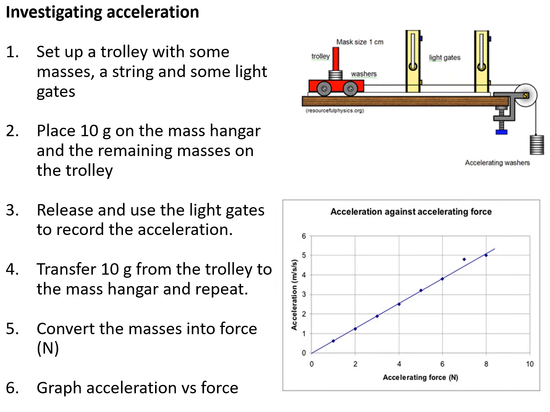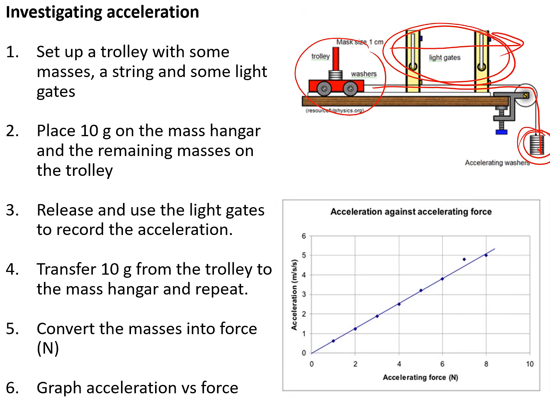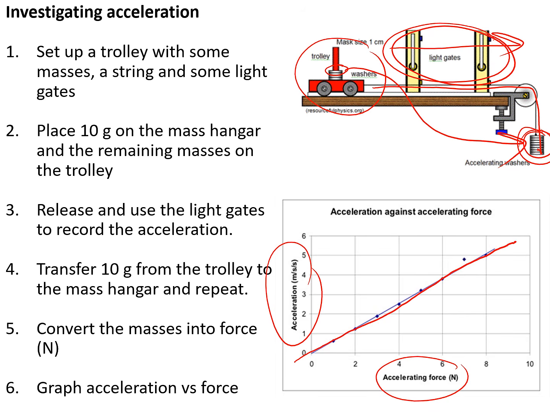We investigated acceleration using a trolley that was being pulled along by some weights attached to a string over a pulley, and it was passing through some light gates, and the light gates measured the acceleration. So we set up the trolley with some masses and a string and some light gates. We placed a 10-gram mass on the mass hanger here, and we released the trolley and measured the acceleration using the light gates. Then we transferred another 10 grams from the trolley onto the mass hanger and repeated the experiment. We did this up until about 100 grams of mass had been transferred in total. Then we produced a graph of the acceleration versus the force, and we should have found, if we did it properly, that we've got a line that was directly proportional, so that's a straight line that passes through 0.